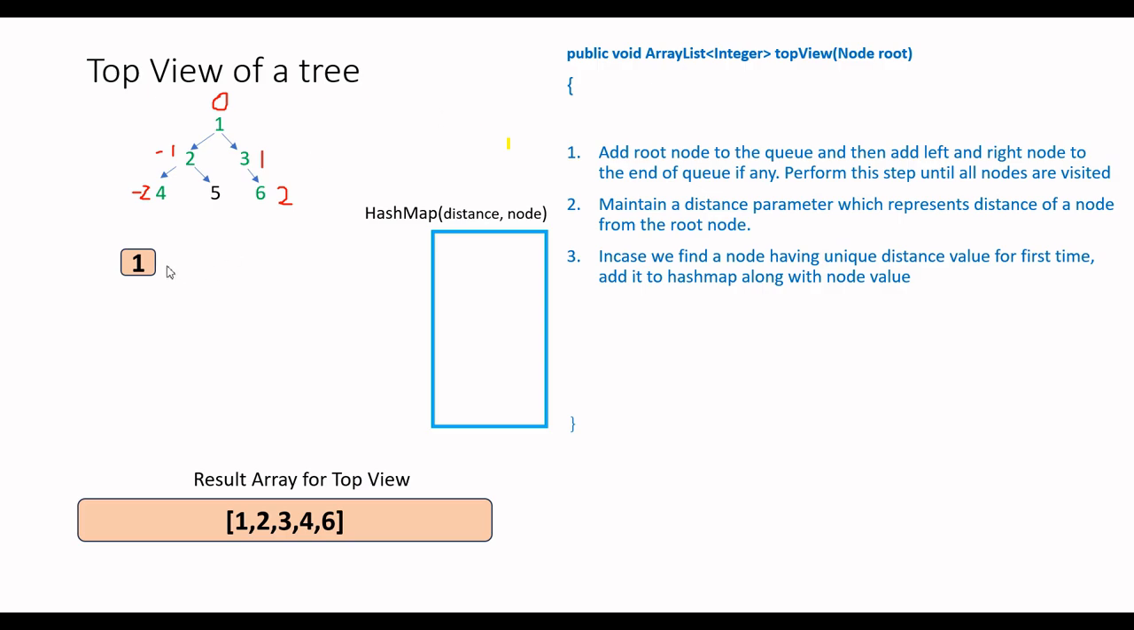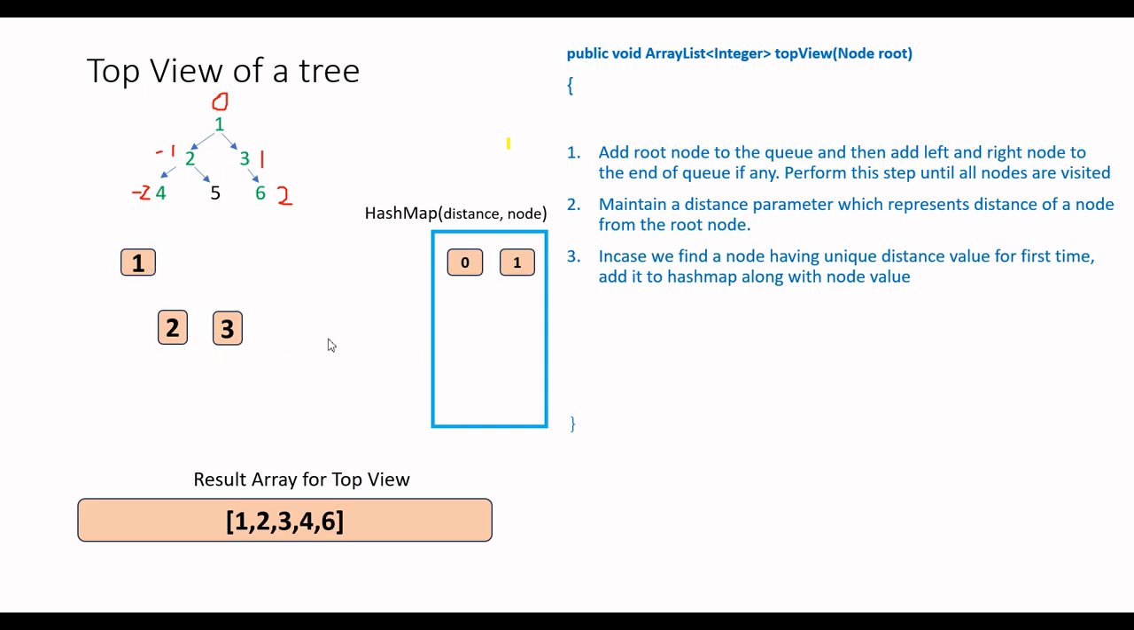First we'll insert the root node. We'll consider the root node and check its distance from itself, which is 0, and since 0 as a key does not have any value yet in the hash map, we'll proceed and add the value into the hash map. So 0 is the distance and 1 is the node value. Then we add the child nodes for the node under consideration. So we'll add these child nodes in the queue behind 1.